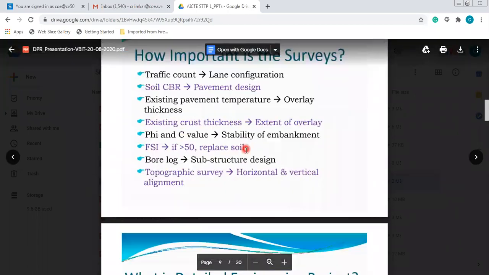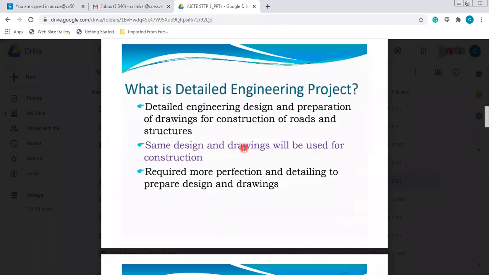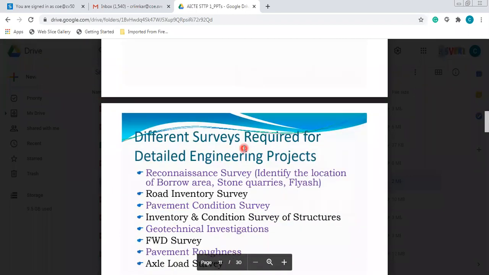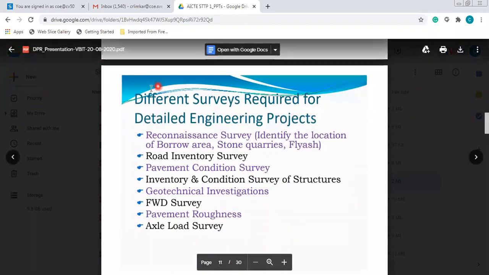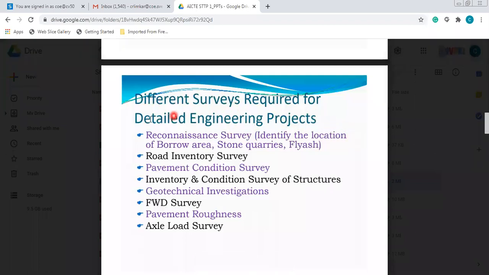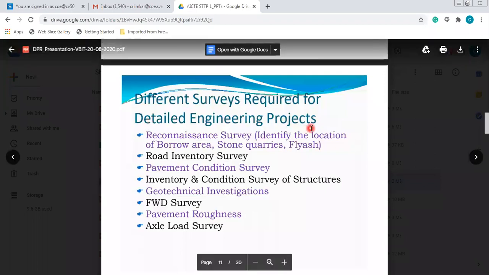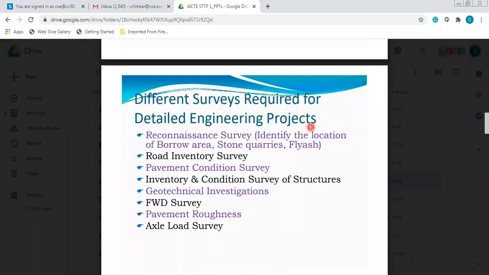Okay, now you have the importance. We have the detailed project report. Then different surveys are required for the detailed engineering projects. What detailed surveys do you have to carry out for the road projects? And one more thing, please remember, everything is related with the preparation of the final BOQ, that is bill of quantity, or final estimate. Based on these detailed surveys only you are going to finalize your project cost and everything.